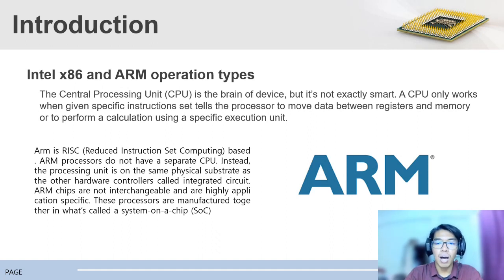Okay, the first one is ARM operation type. What is ARM actually? ARM is RISC, Reduced Instruction Set Computing. ARM processors do not have a separate CPU. Instead, the processing unit is on the same physical substrate as the other hardware controllers, called an integrated circuit or IC. ARM chips are not interchangeable and are highly application specific. These processors are manufactured together with what is called a system on chip, or SoC.